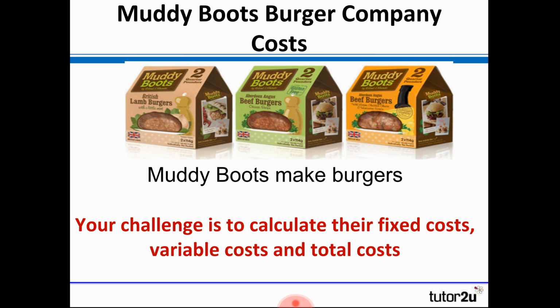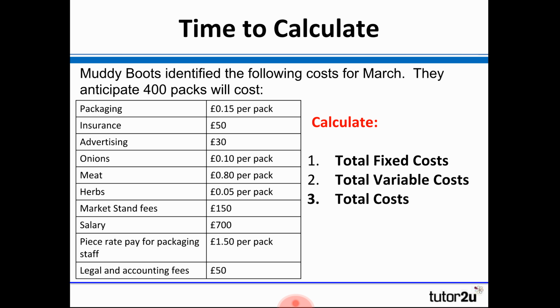So let's look at an example. I've got an example here provided by Tutor2You on a business named Muddy Boots Burger Company. Now they make burgers, and your challenge is to calculate their fixed costs, variable costs, and total costs based on some figures given to you. Here are the figures. So Muddy Boots have identified the following costs for March.